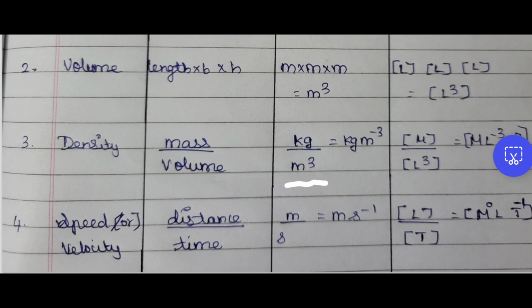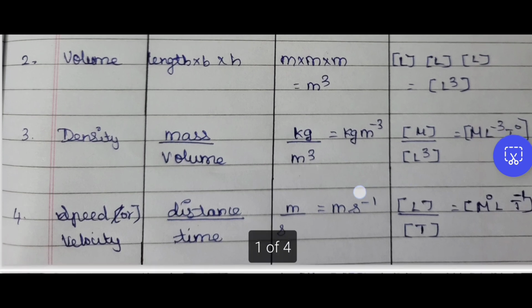When the m cube comes to the numerator, the power changes its sign. Here in the denominator, the meter has a cube. When it comes to the numerator, it becomes m power minus 3. So the SI unit is kg m power minus 3.